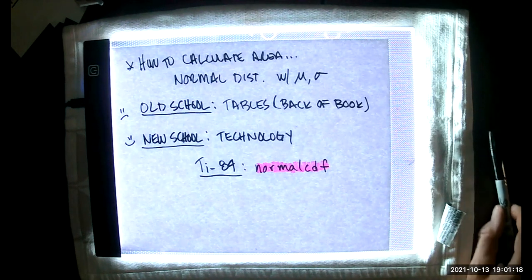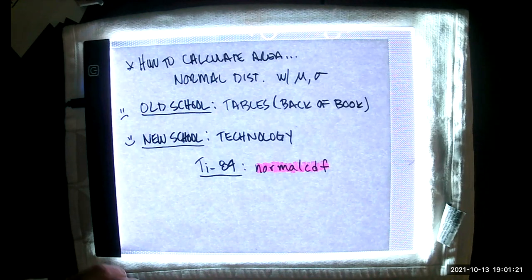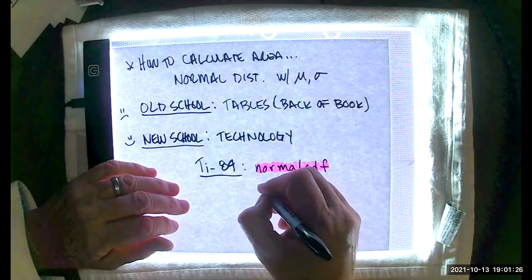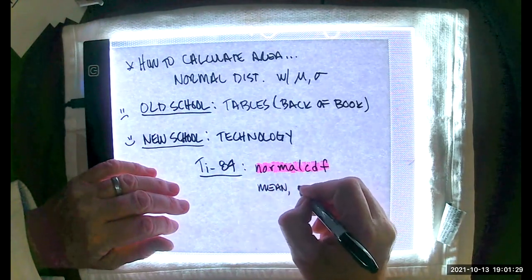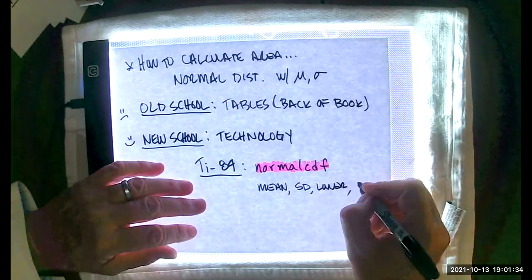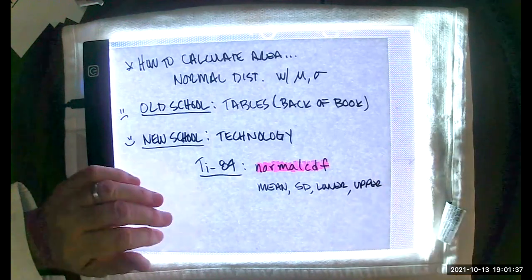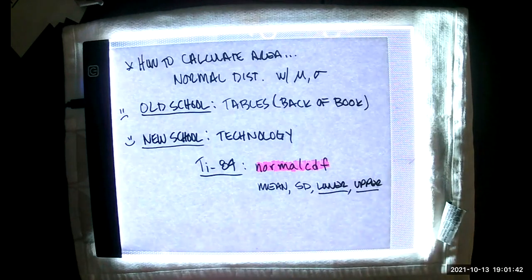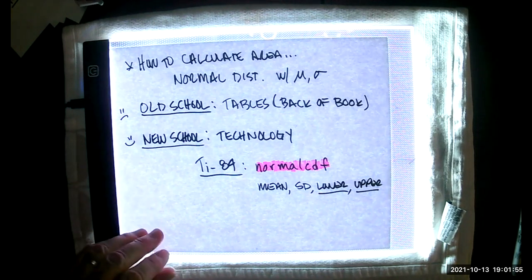Now, what do we need to give the normal CDF tool? We need to give it a couple of things. First, we want to give it the mean, then the standard deviation, then a lower limit, and then an upper limit. And this is part of the challenge when we work with this particular tool. I always need to give a lower and an upper limit. Now, you're going to see me do several different examples here. And in every single case, I am going to draw the distribution.